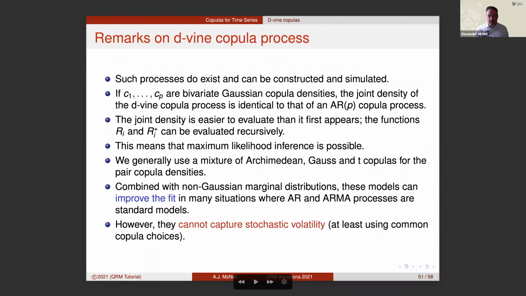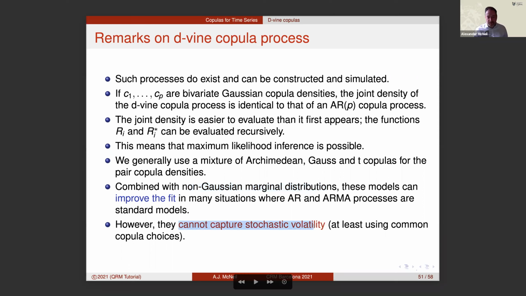And in combination with non-Gaussian marginal distributions, these models can improve the fit in many situations where you might use standard linear time series models. So they allow you to take, for example, in macroeconomics, things that you might model with ARMA, and there are lots of these things in macroeconomics, like inflation time series or GDP time series, or interest rate time series, where you might use ARMA with Gaussian innovations. You can do non-Gaussian ARMA, and it's non-Gaussian in two ways, because you can have any marginal distribution, and because you can change the pair copulas in the autoregressive model.